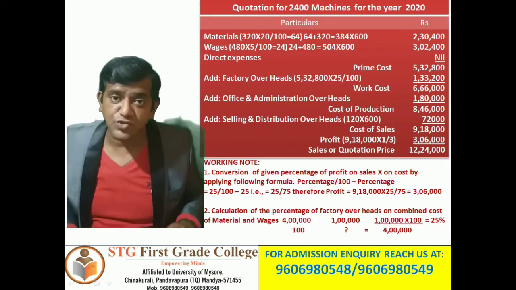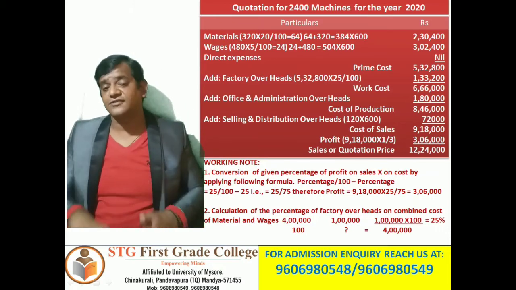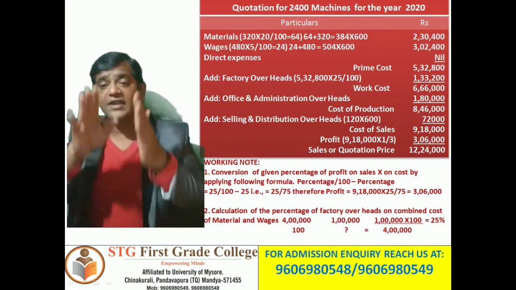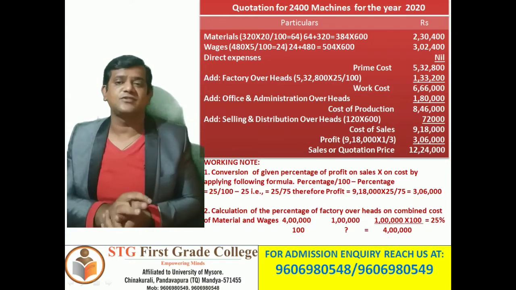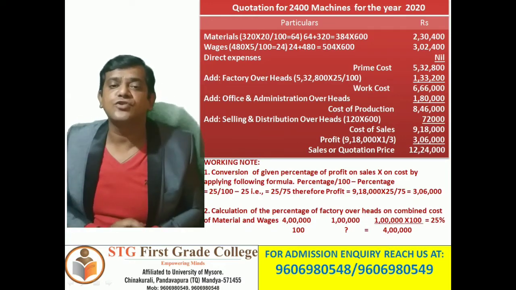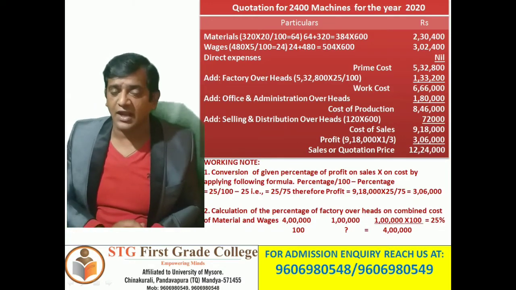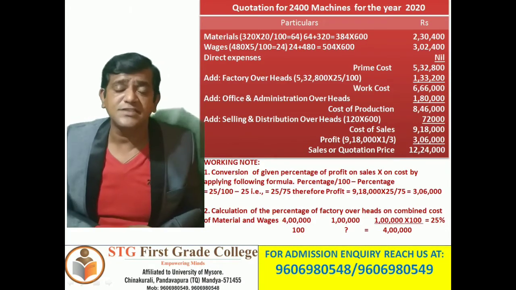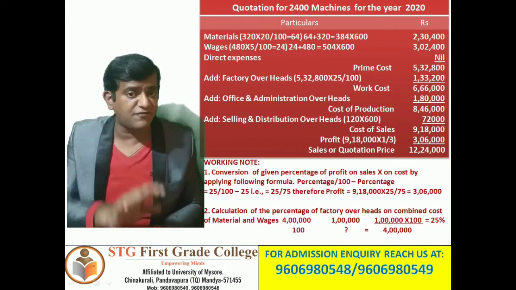So how many machines are we producing? 600. So now 384 rupees into 600 washing machines. So the amount comes to 2,30,400. Clear? So now wages, he said wages have to be increased by 5%.